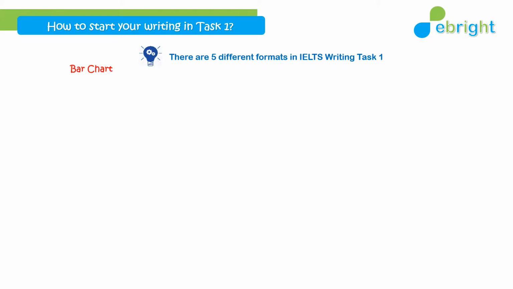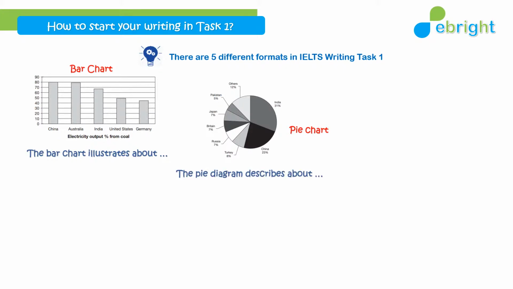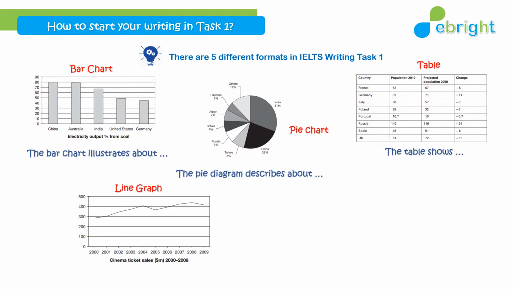The first one is bar chart, and you can start your sentence by writing the bar chart illustrates about. You've also got pie diagram, or pie chart, and you can start your sentence by writing the pie diagram describes about. The third one is table. You can start your writing with the table shows. And then the fourth format is line graph, and you can start your writing with the line graph tells about.